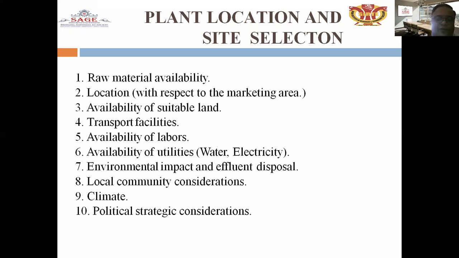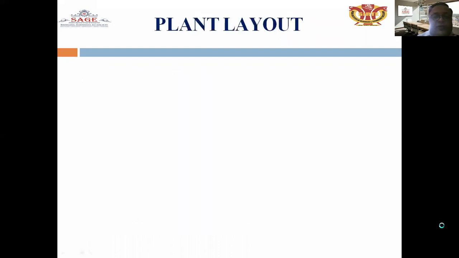If transport facilities are not available, the plant location will be affected. Availability of suitable land is the main prime factor. Availability of labor is also a requirement. Availability of utilities, water and electricity, is required in the desired area. Environmental effect and effluent disposal is another aspect, for being eco-friendly. Local community consideration is also an important factor. Climate factor is also responsible for the plant location. Taxation and legal restriction are also important parameters for the financial matter.